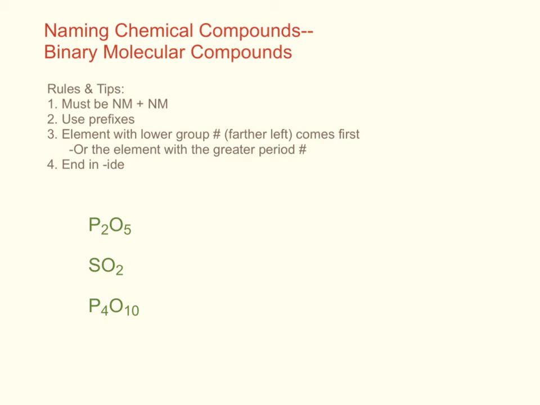Okay, in this video, we're going to continue our conversation about naming chemical compounds. But this section is going to cover how to name binary molecular compounds. So remember, the first thing you have to do when naming a compound, whether going from symbol to word or word to symbol, is determine what the elements are in your compound, whether they're metals, nonmetals, transition metals, or polyatomics.